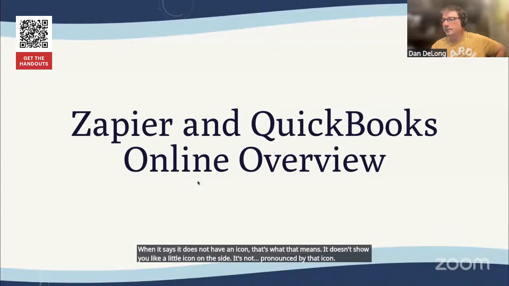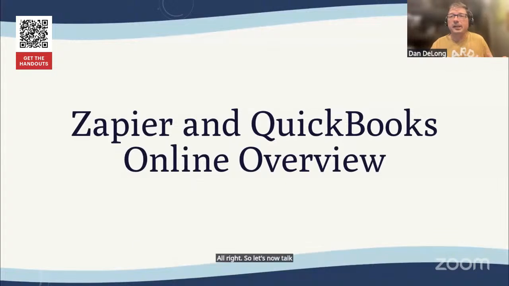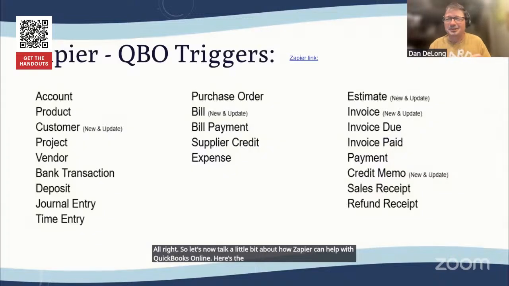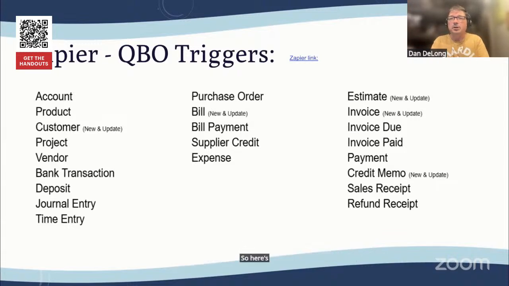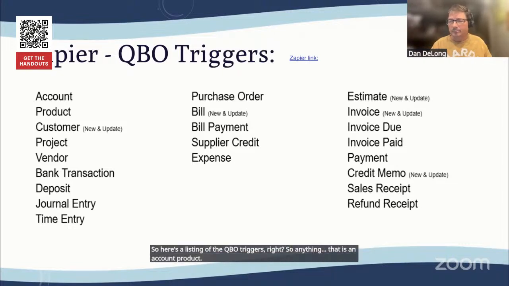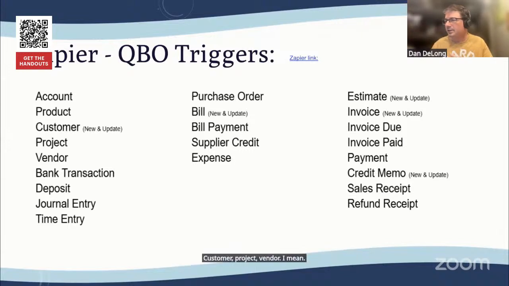All right. So let's now talk a little bit about how Zapier can help with QuickBooks Online. Here's the tie-in to QB, to the QB part of the Power Hour. Here's a listing of the QBO triggers, right? Anything that is an account, product, customer, project, vendor. You can read these at your leisure. Transactional information. These can be triggers.